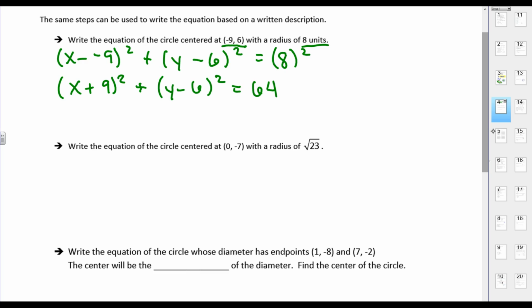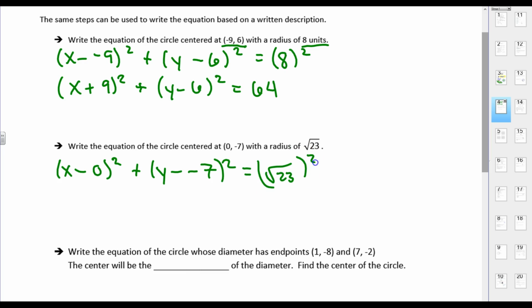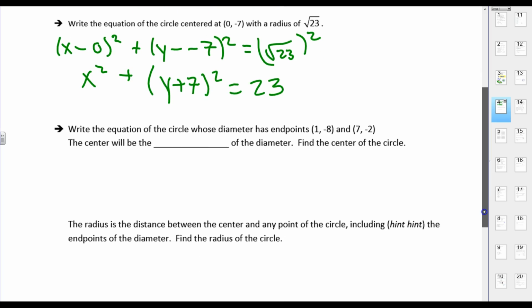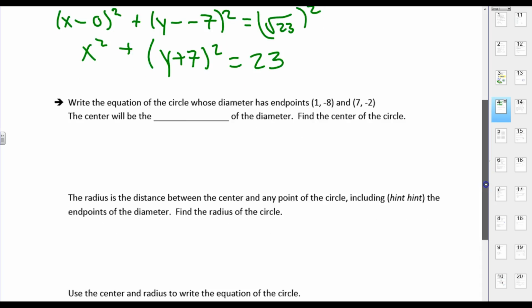If I have a circle centered at (0, −7) with a radius of root 23, I simply plug in: (x − 0)² + (y − (−7))² = (√23)². This just becomes x² + (y + 7)² = 23, because the square root of 23 squared is just plain old 23. So that's my equation. Now, we can make this problem just a little bit harder.